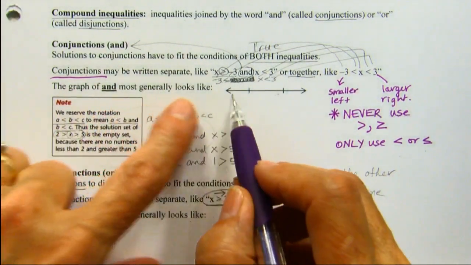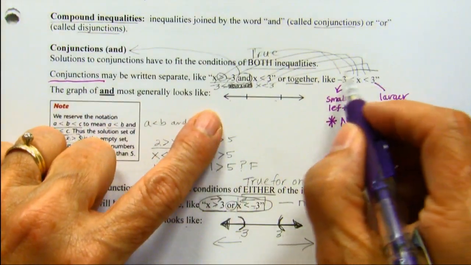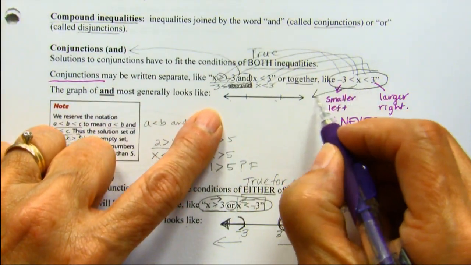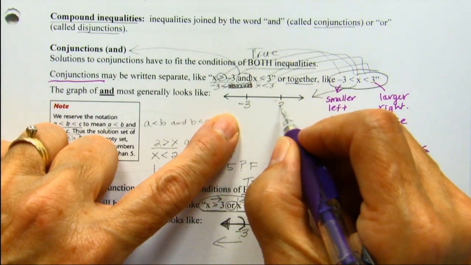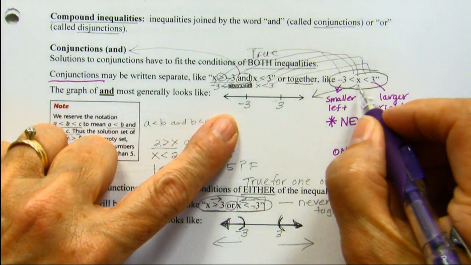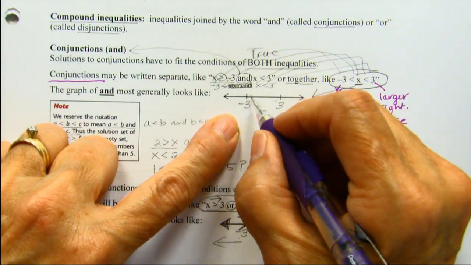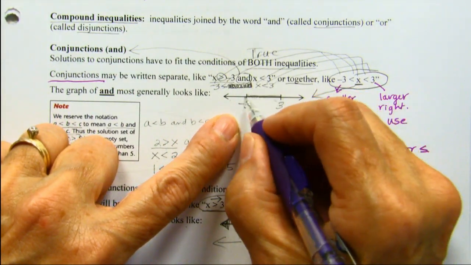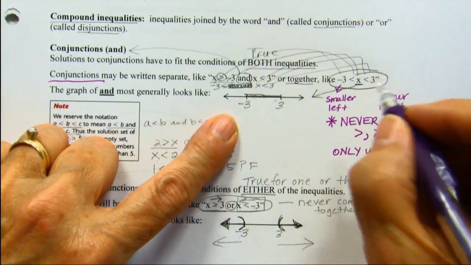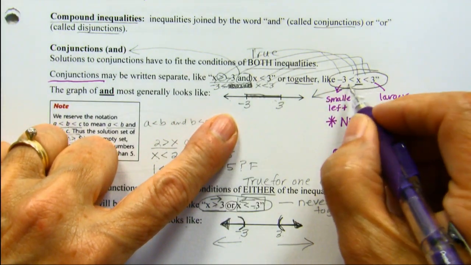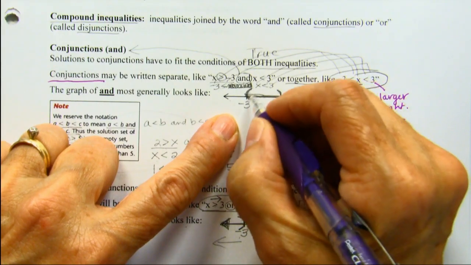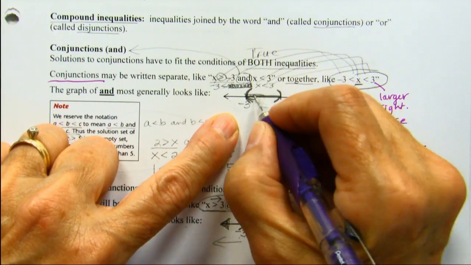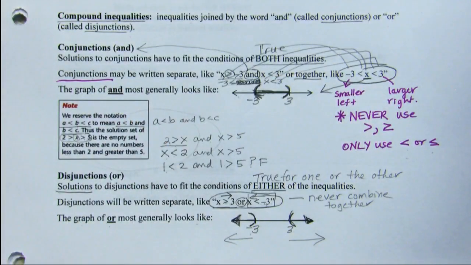The graph of conjunctions, I'm going to use my conjunction here. I've got negative 3 and positive 3. My x's are all in the middle, so my line is in between the two numbers. They're both strictly less than, so the parentheses are going to open up towards each other because it's only the stuff in between the numbers.